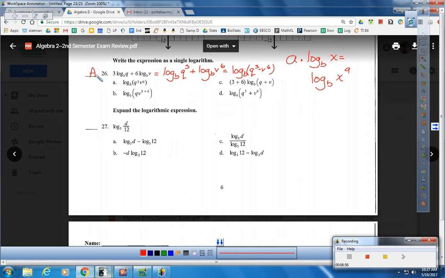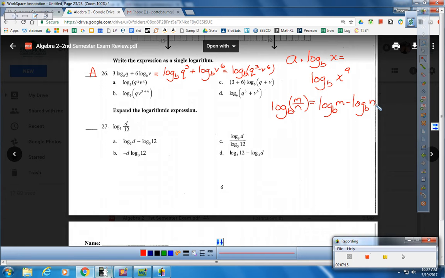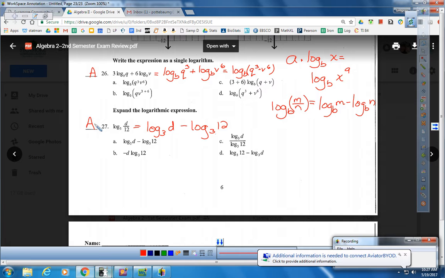Expand the logarithm. We expand division by subtraction. So if I had the log base B of m divided by n, this is the same as log base B of m minus log base B of n. Okay? So this turns into log base 3 of d, the number that's on top always comes first, minus log base 3 of 12. So that's A. A lot of A's here.